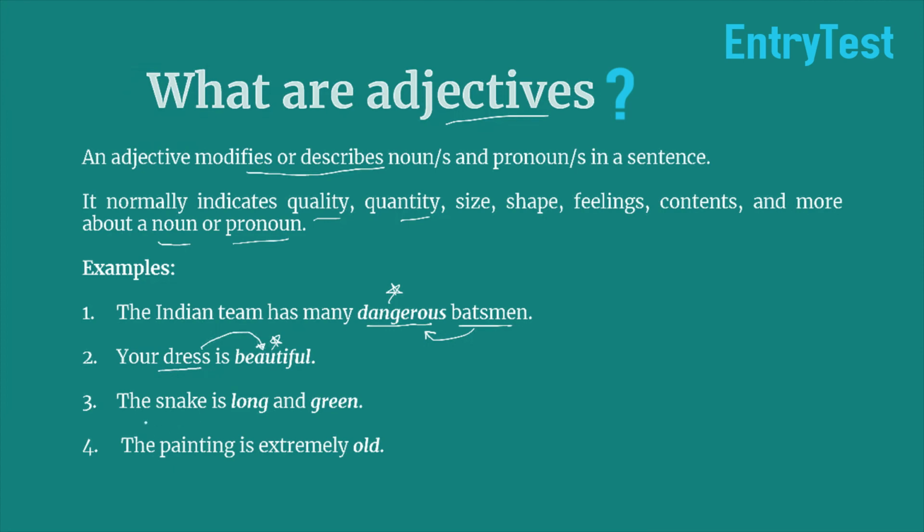Next, the snake is long and green. Now friends, here the name of the animal is the noun, and long and green, these two words are indicating the quality of the snake. So these two words are my adjectives.